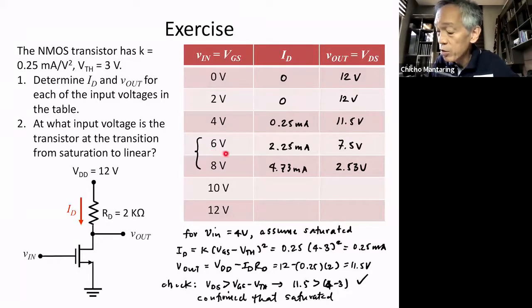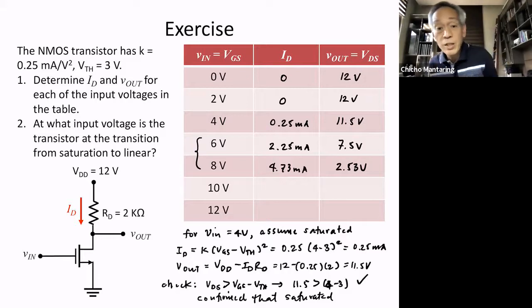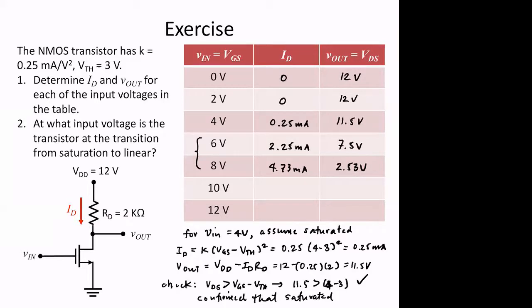Now, between these two, there's going to be a transition from saturation to linear. So solve that and solve for this. And we're going to continue the discussion next time. Are there any questions? Any questions?